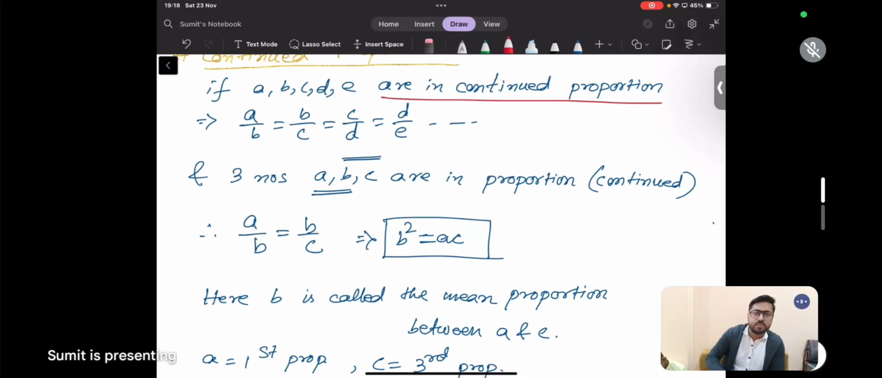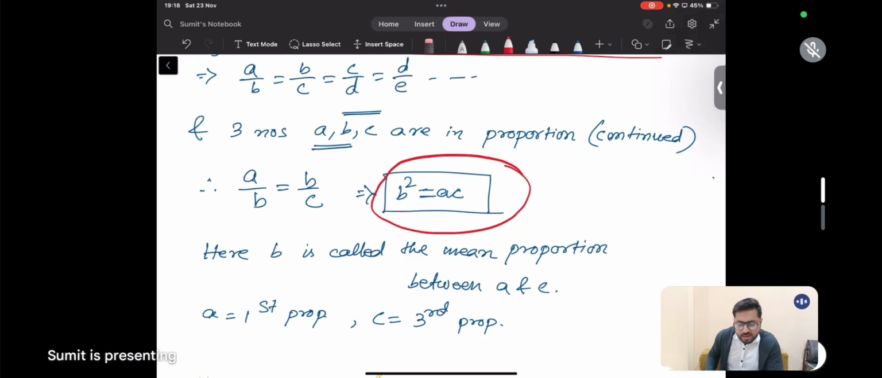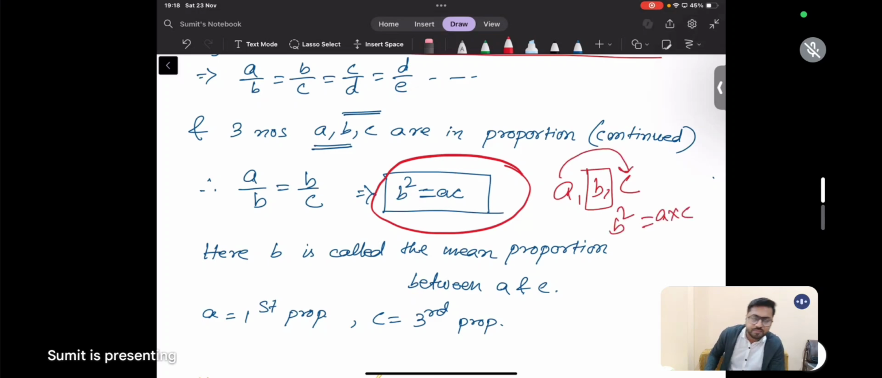If you do the cross multiplication, it will be b square equal to ac, and here b is called the mean proportion between a and c. বিটা কি বলা হবে? b will be called the mean proportion. বিটা মাঝখানে আছে, a, b, c, যখন তুমি দেখবে যে three numbers are in proportion, then you take the middle one, square of it will be equal to product of the first and third, in that way.